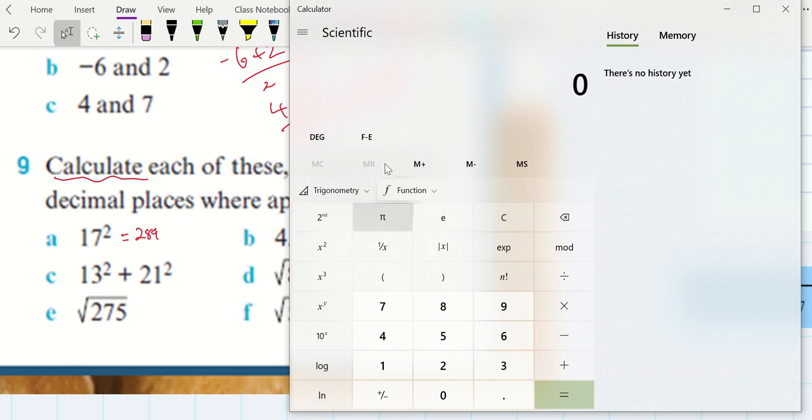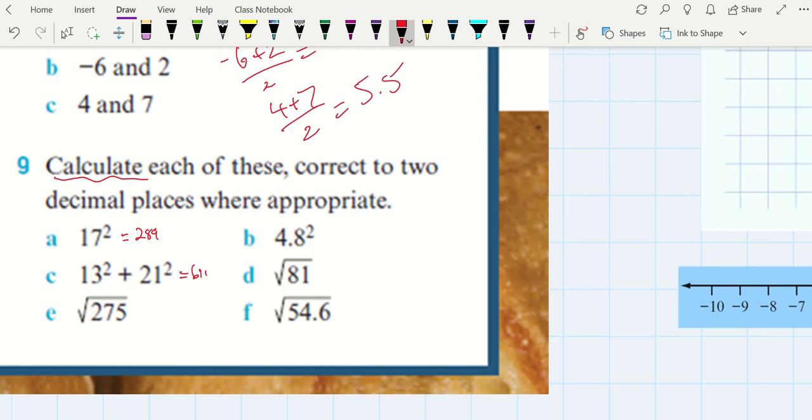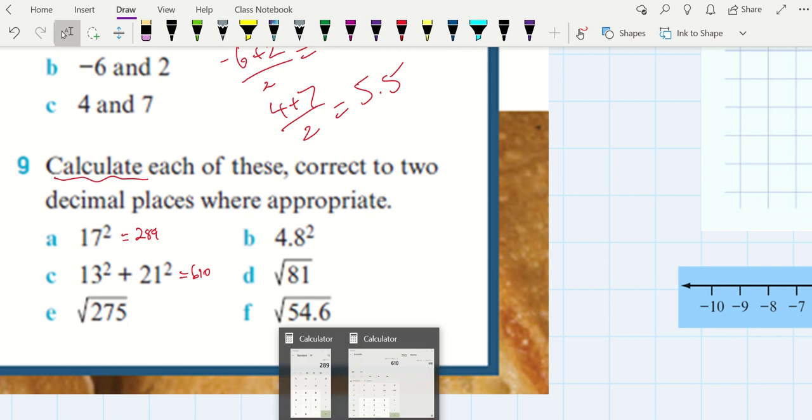13 squared plus 21 squared, well, we'll just go 13 squared. Where's my x squared button? Plus 21 squared. That's got to be 610. I'm losing my calculator, which is a bit of a pain. There it is.